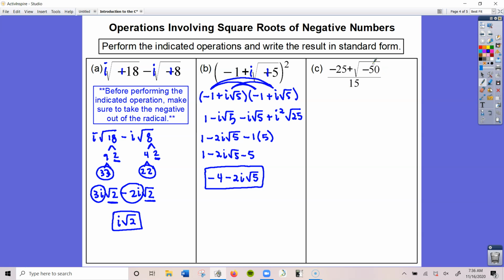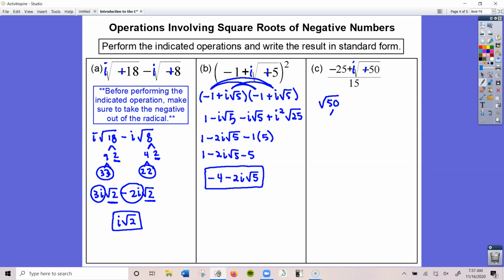Now over here, this should look kind of familiar because this kind of format comes from the quadratic formula, which is why I want to practice this. We have negative 25 plus the square root of negative 50, and everything is over 15. So just like before, I'm going to make this positive and bring out the i. And then before I go ahead and simplify this, I'm going to try and simplify that square root first. So we have the square root 50.